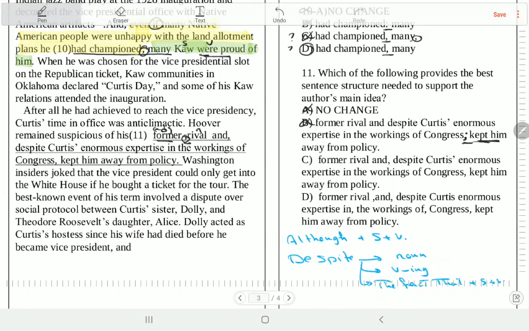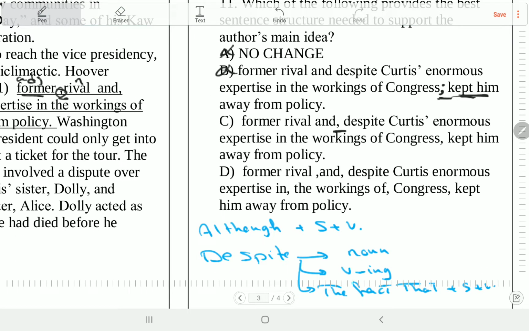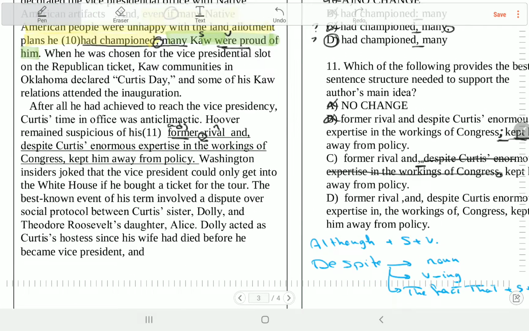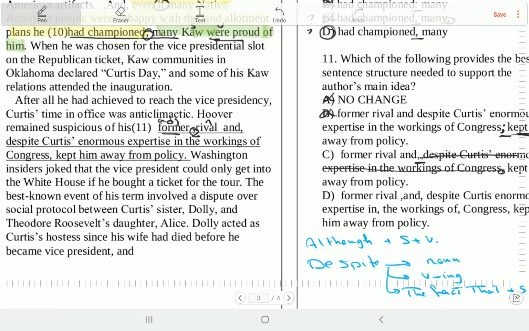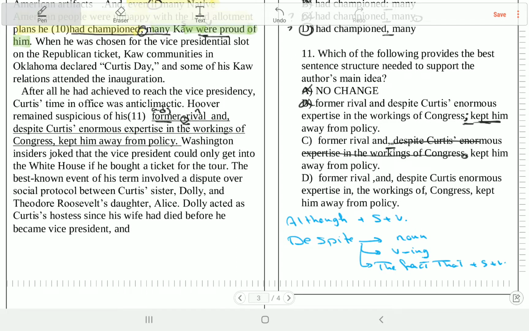C. Hoover remained suspicious of his former rival and, comma. If there is a comma after and, notice this trick. If you have a comma before and, yes, you can have a comma before and. But it will be a non-essential. There should be another comma. Again, if you find a comma after and, look for the other comma. Is there another comma? Yes. Then delete it. Just delete that part and read it. Try it. Hoover remained suspicious of his former rival and kept him away. So, yes, he kept him from policy. That is the sentence. So it's C.